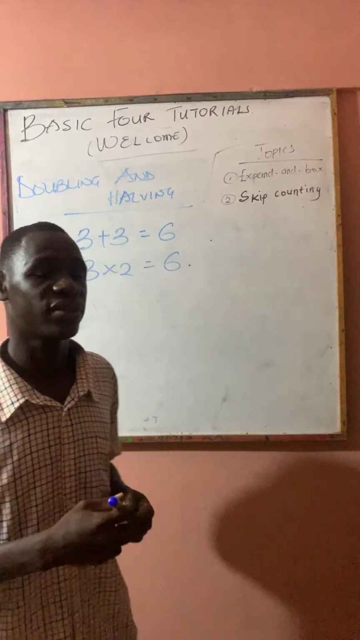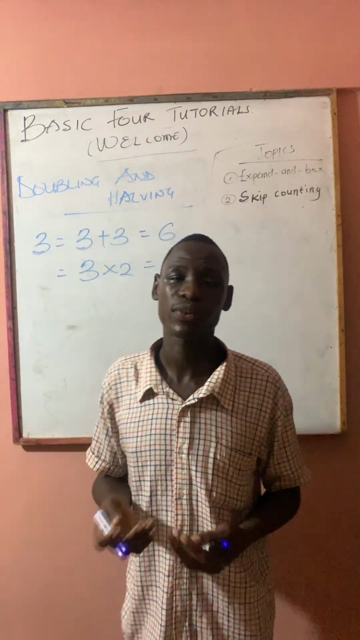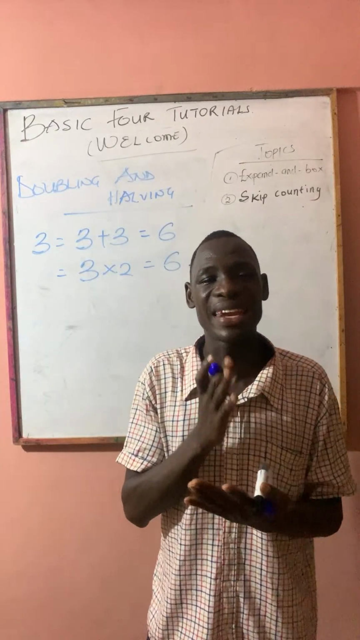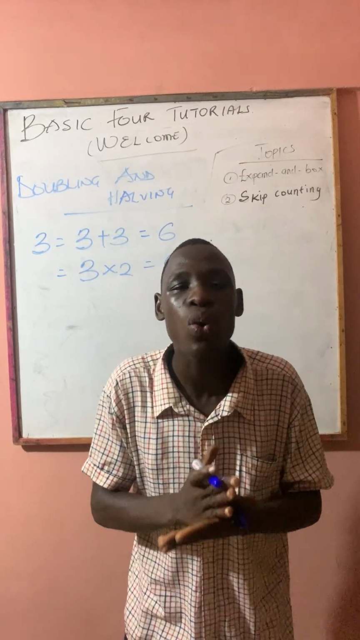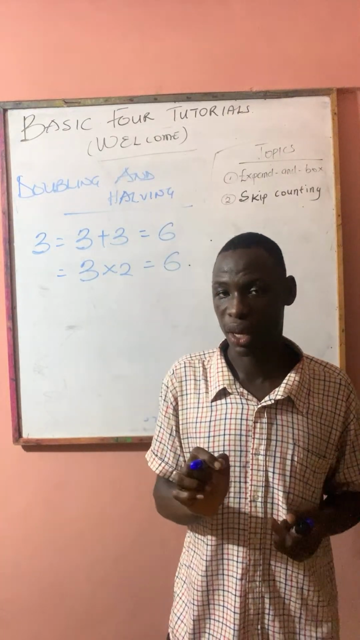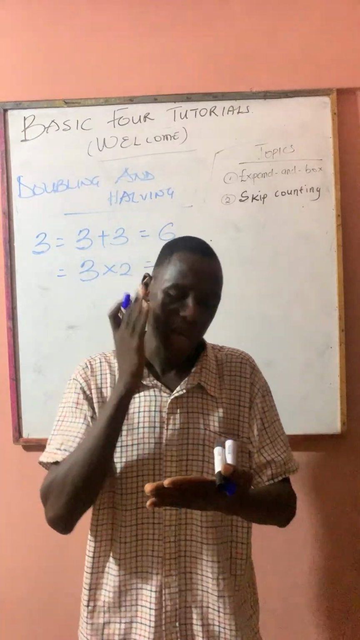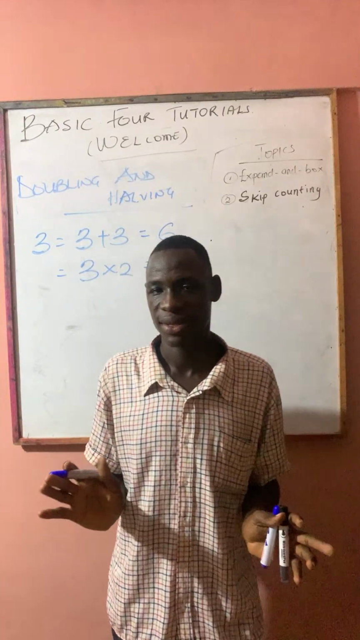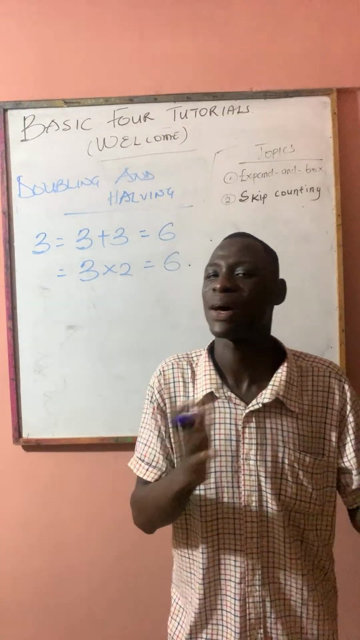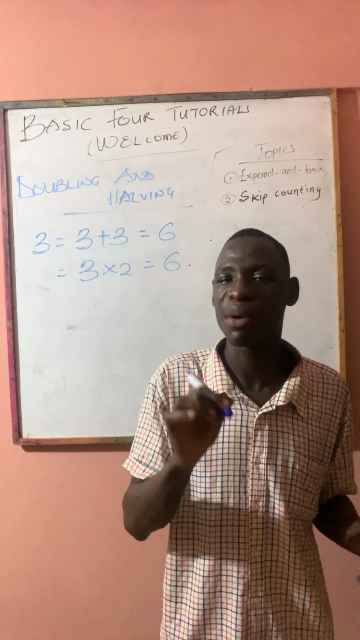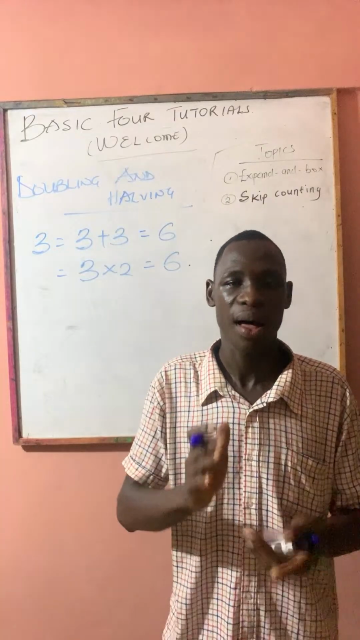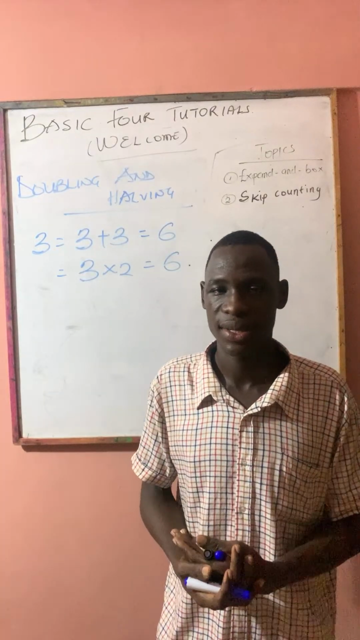Let's take halving. What does it mean to halve? To halve means to divide a number into 2 equal parts. Please, the emphasis is on equal. Because to halve something means it should be 2 equal parts. It shouldn't be that one side is bigger than the other, that's just a part. But to halve a number means to divide a number into 2 equal halves or equal parts.